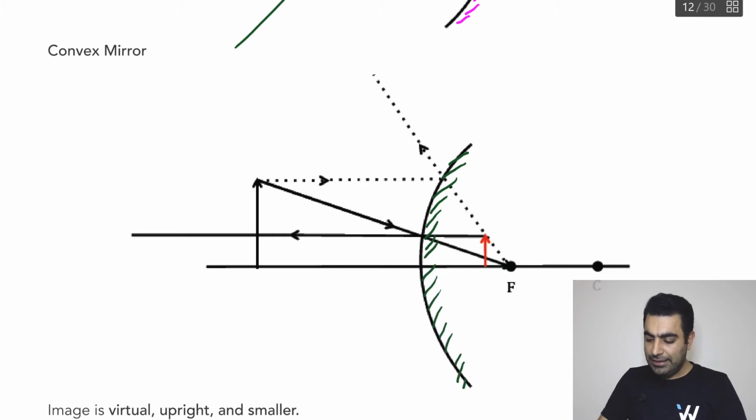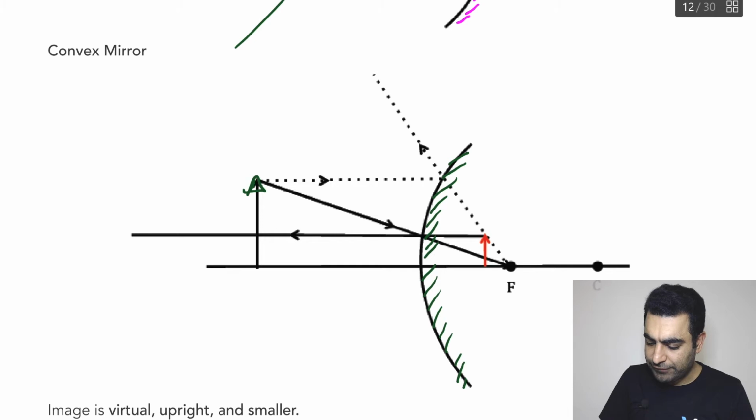But notice that because I have the convex mirror, now the focal point and the center of the curvature would be beyond the mirror. So that's why we showed them on the right hand side here. I put the object at this location and I want to see what is the form of the image we form here. I consider two different types of rays.